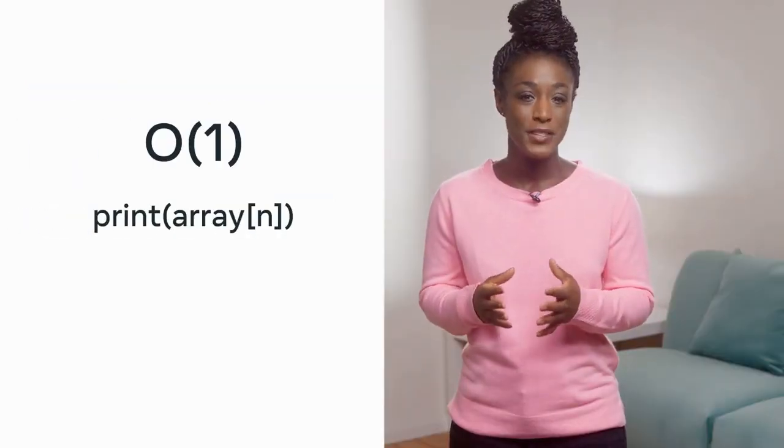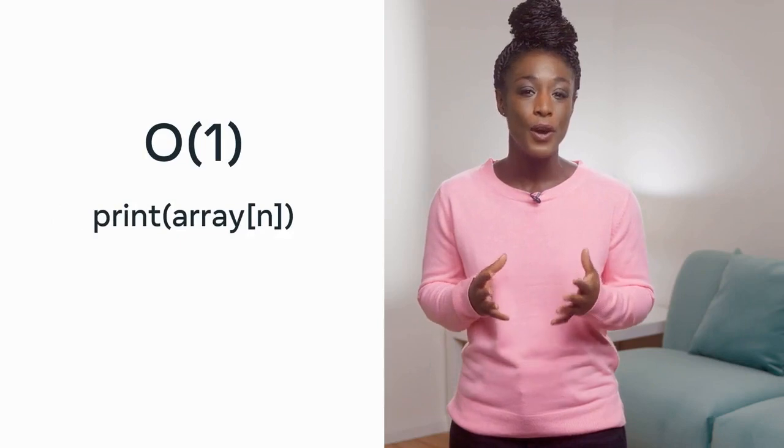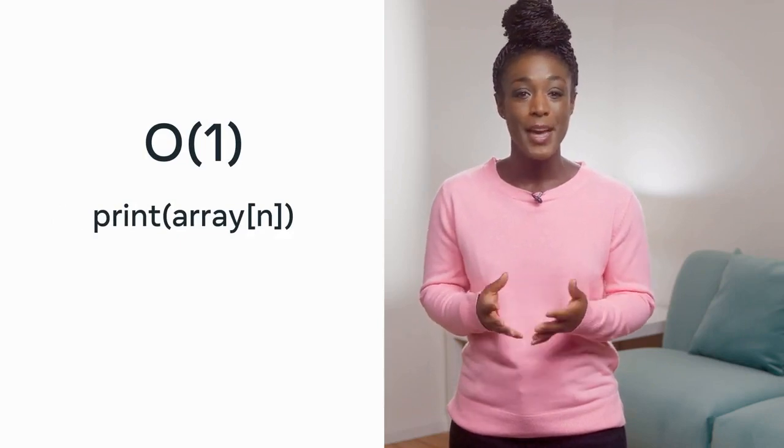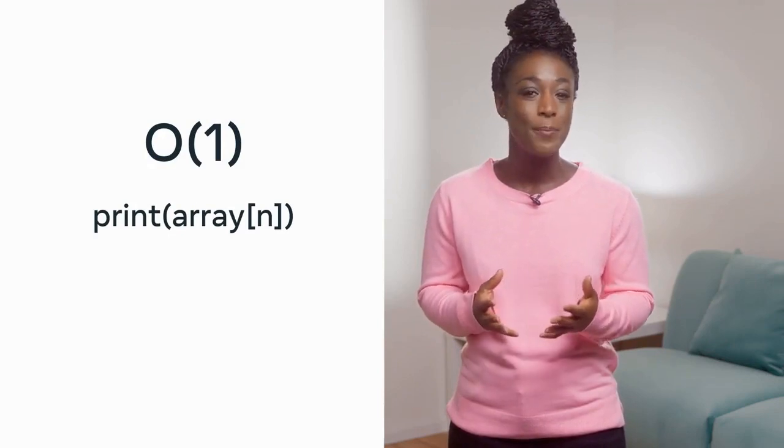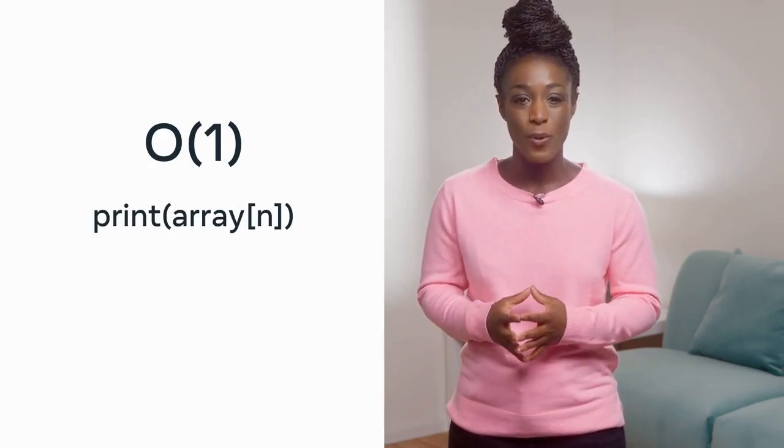Print array at position n is an example of an O of 1 operation. That means print the item at whatever n is. It doesn't matter how big n is, the cost is always 1.